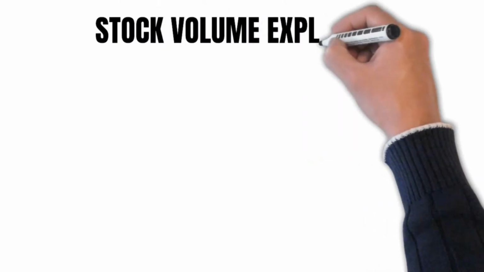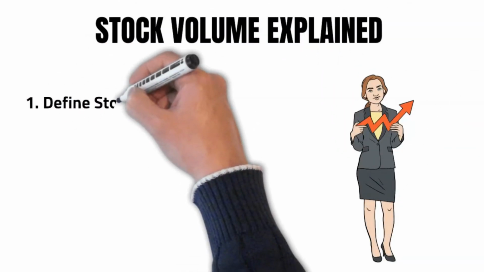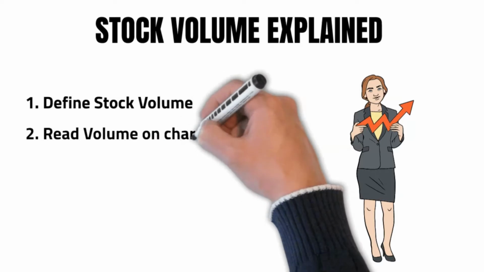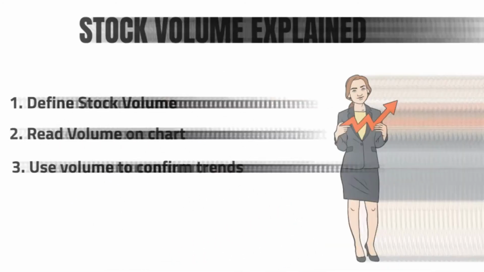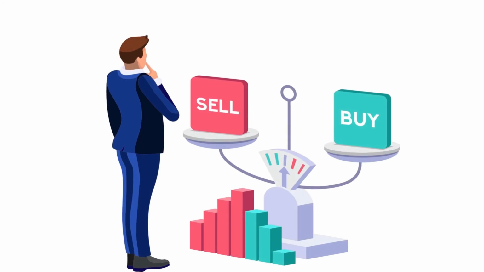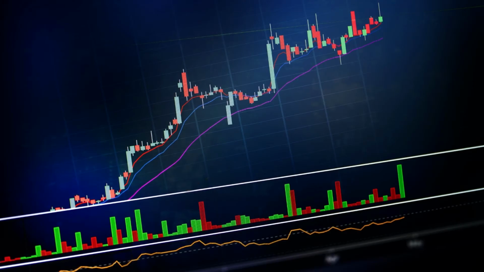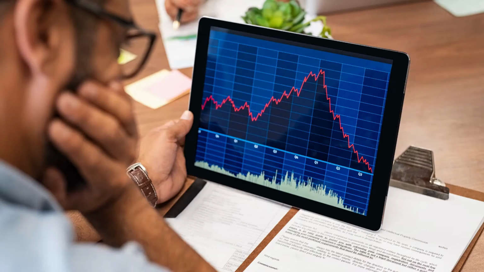In this video, we'll define volume, show how to read it on a chart, and explain how some investors can use it to confirm trends. Volume is the quantity of a security that trades between buyers and sellers. Volume is measured on a trade-by-trade basis, totaled over a given time period, and even calculated across an entire market.